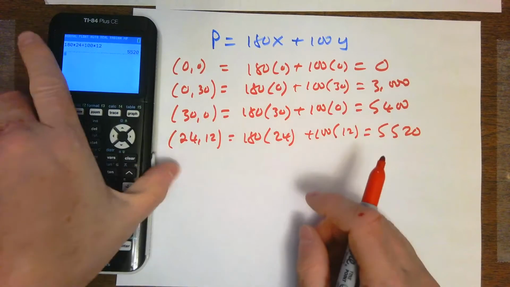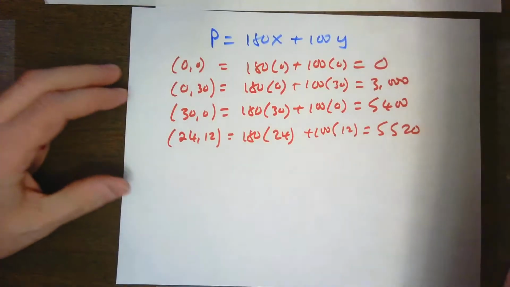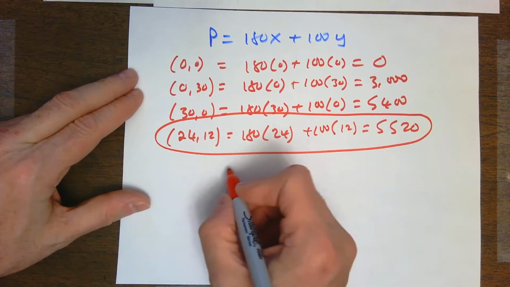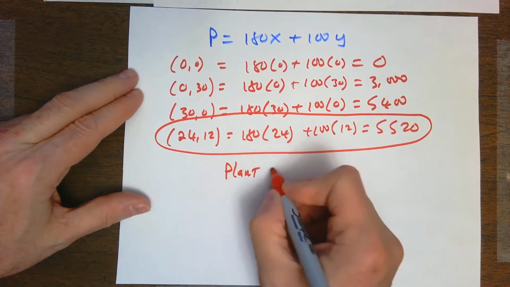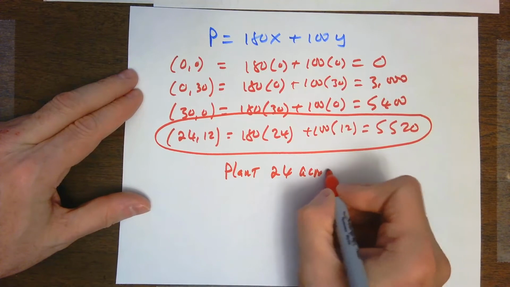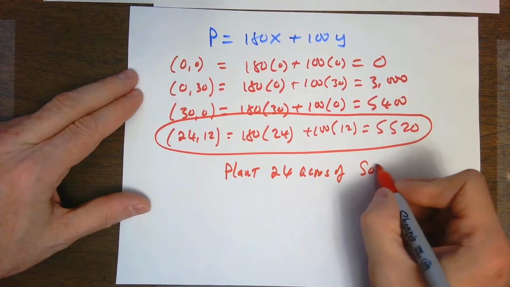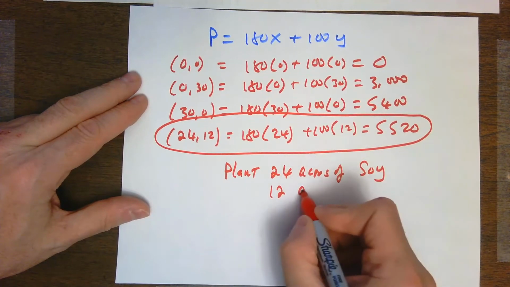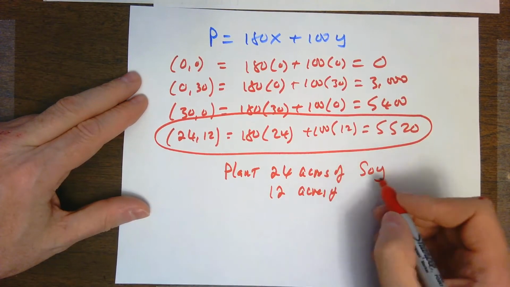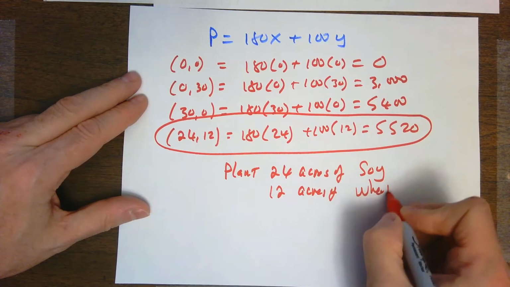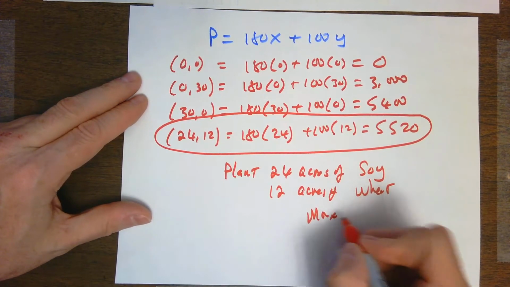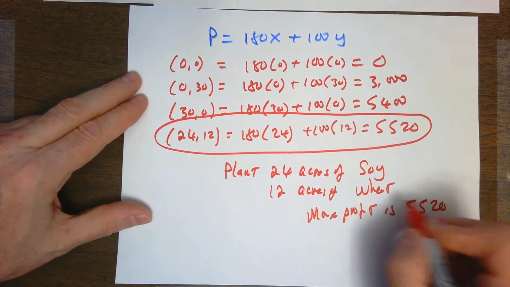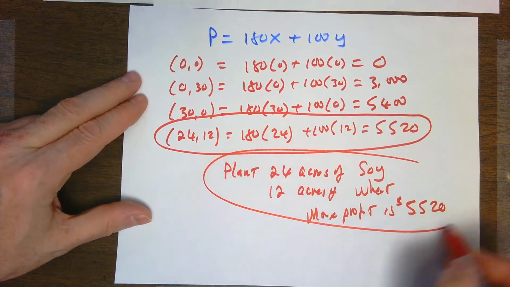So 5520. So my optimal solution, here it is, this will maximize profit. So he should plant 24 acres of X, which was soybeans, and 12 acres of Y, which was wheat. And if he does, the maximum profit is $5,520. There's my answer.